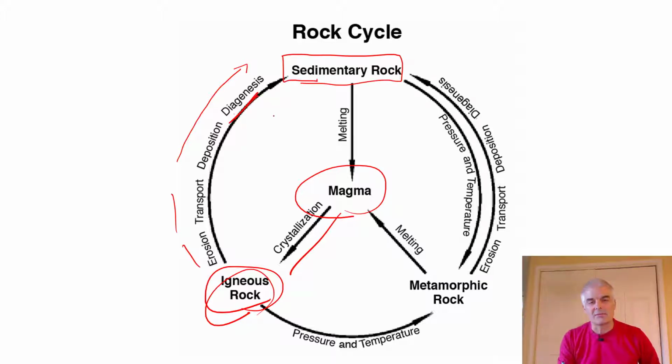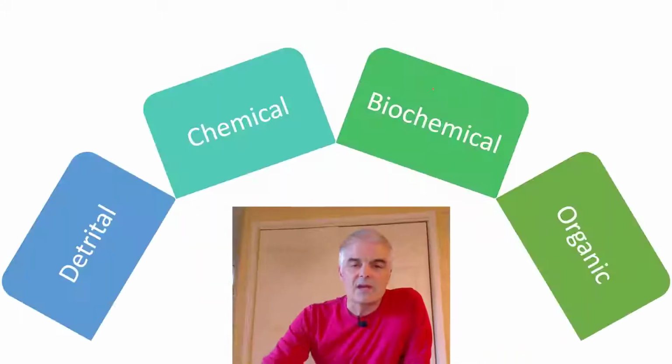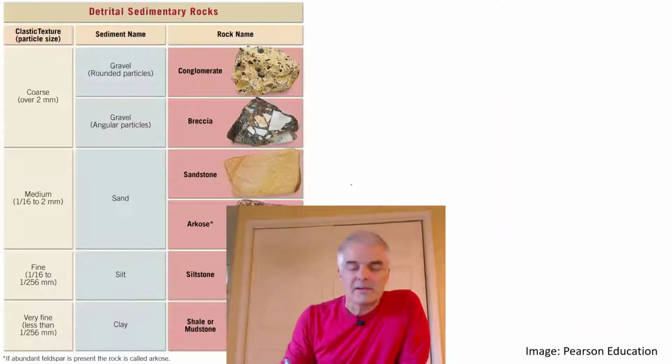These are rocks that are composed of broken parts of igneous rocks. That's where they come from. They can also come from broken parts of metamorphic rocks, later on that. But mostly they come from broken igneous rocks. And it turns out there are 4 kinds of sedimentary rocks.